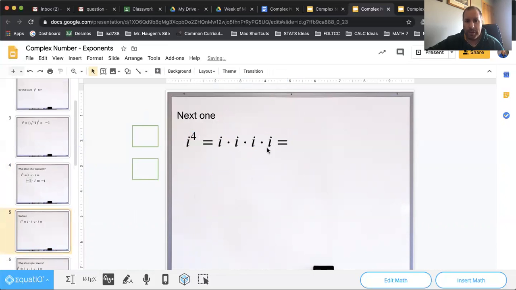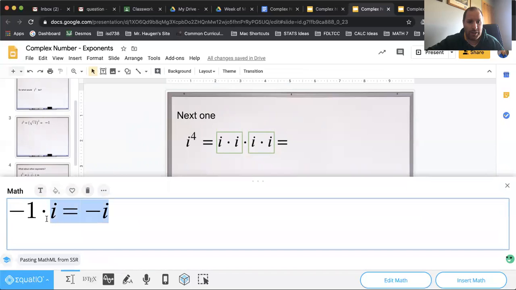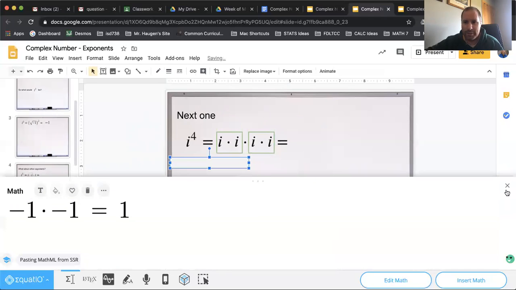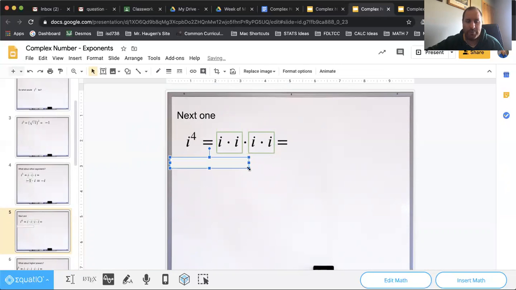So if we pop up to the next one, i to the fourth power. Here we'd have i times i, and another i times i. The thing we should remember is i squared is -1. So this should become -1 times -1, which is equal to +1. So i to the fourth power becomes +1. That's what we would have there.